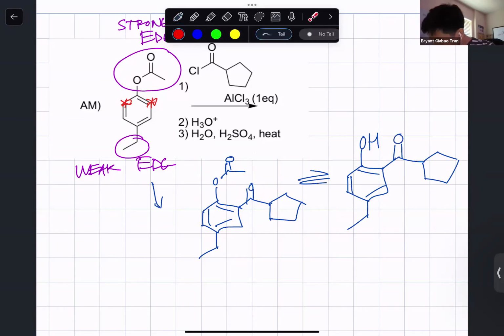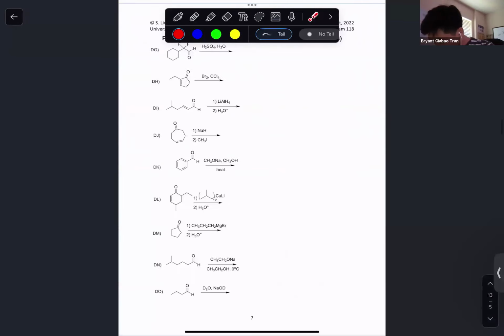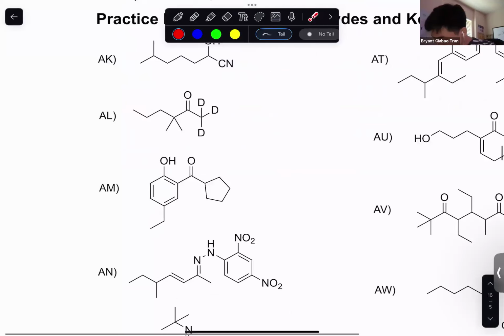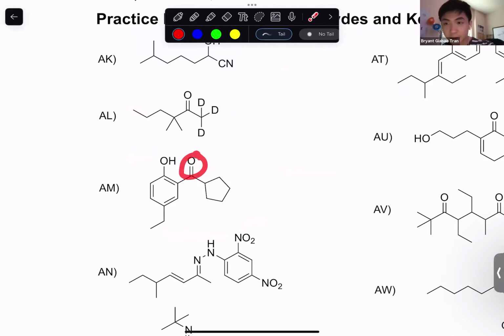Right? So I'm gonna say this is my final answer, but let me double check that really quick. Yeah, right. This right here, maintain the carbonyl. We don't go to the geminal diol because the geminal diol is unstable. We want to maintain the carbonyl group so it stays as a carbonyl.